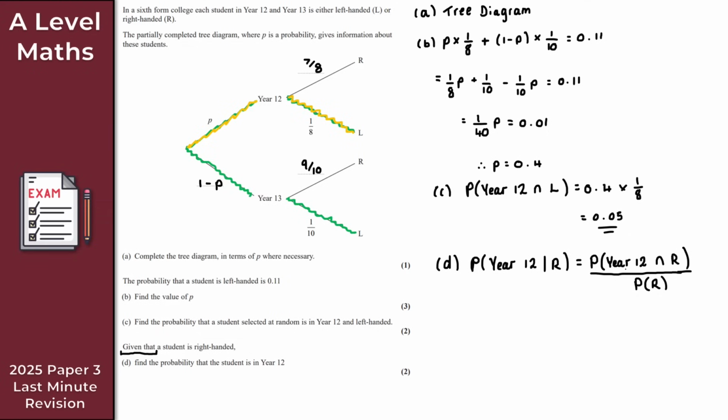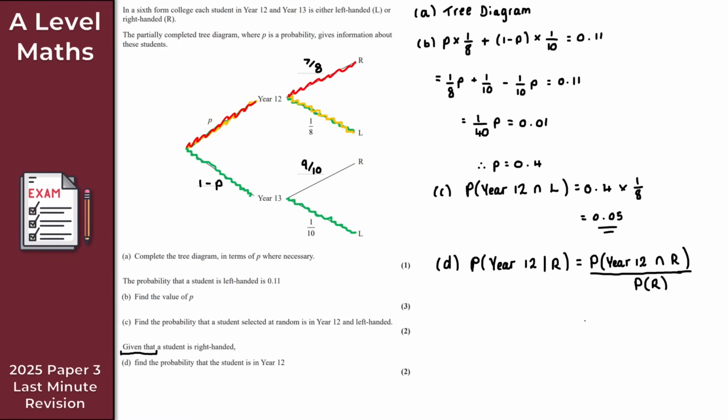So for this probability here then within the numerator, we can easily deduce that by using our tree diagram. We'll do this one in red here. So year 12 and red. So we've got this branch here and up this branch here. So that's p times 7 over 8.